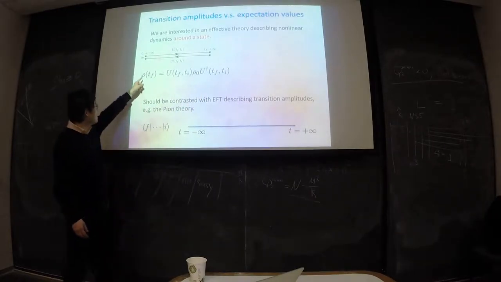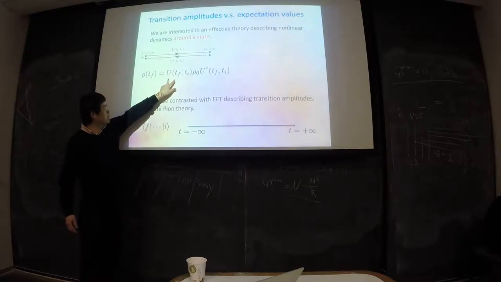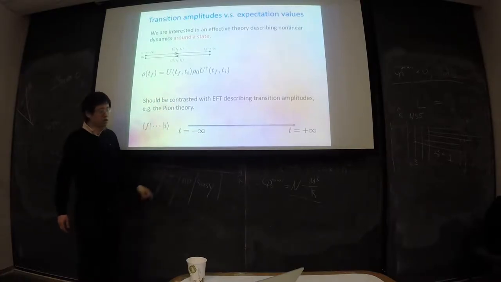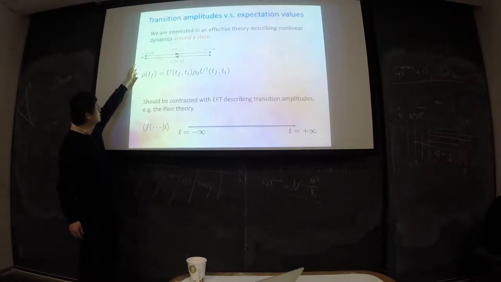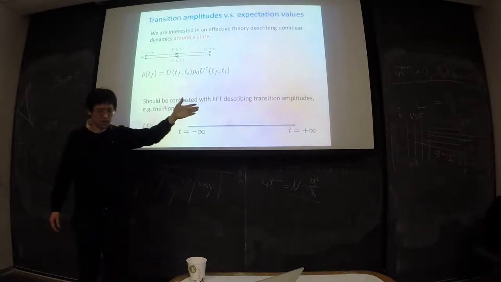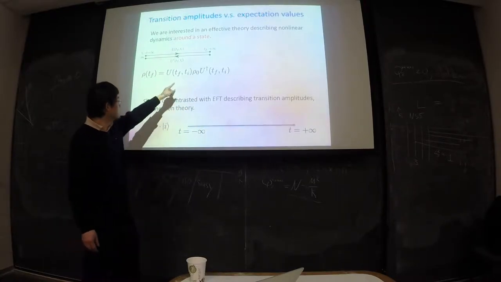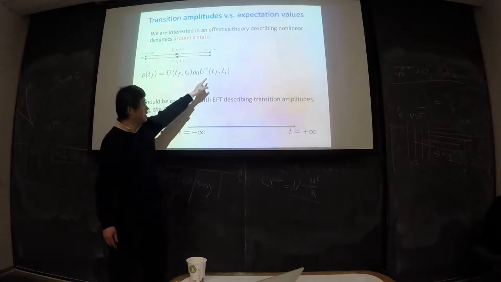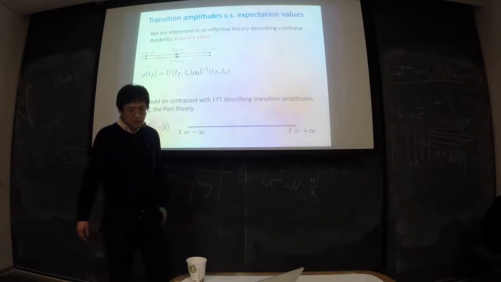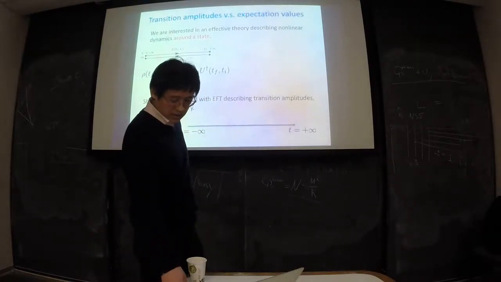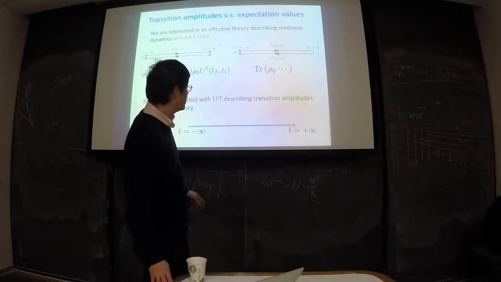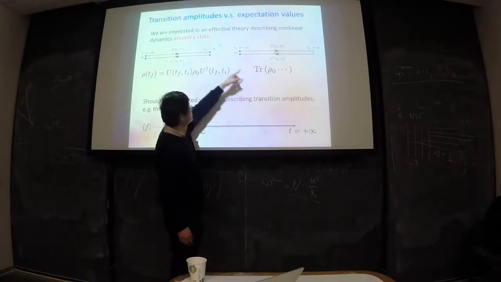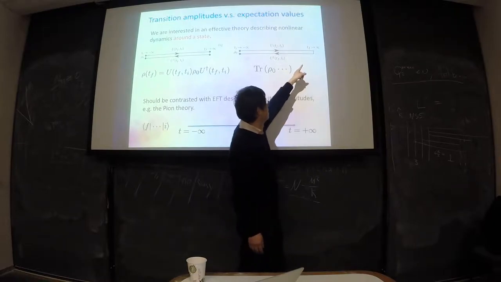If you write that from the path integral point of view, each evolution operator gives you a path integral. And so essentially that gives you two paths: one going forward in time and one going backward in time. This going forward in time is the standard one. But now if you are interested in the expectation value, then you take the trace and essentially just close one side of it. Then for example here we close it.